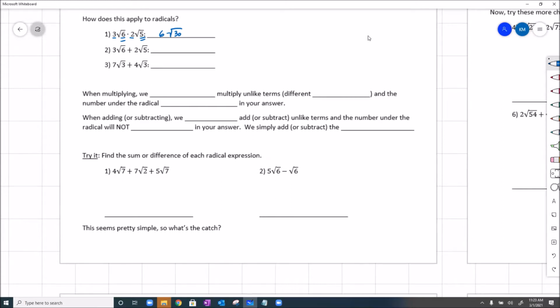All right, what if we were adding these two? 3 radical 6 plus 2 radical 5. If we were going to simplify that, we just have it as 3 radical 6 plus 2 radical 5. Okay, they're not the same.